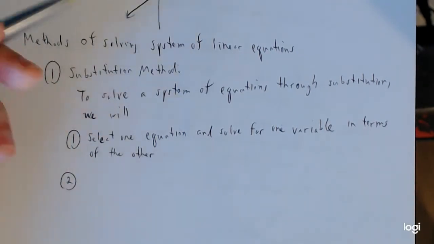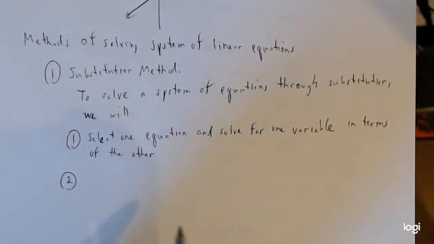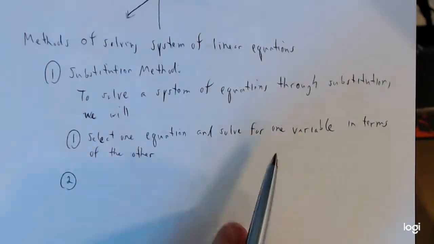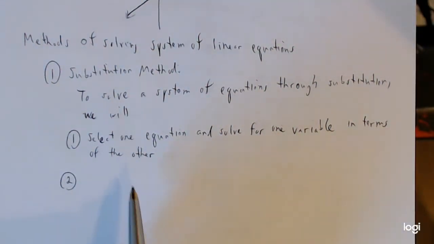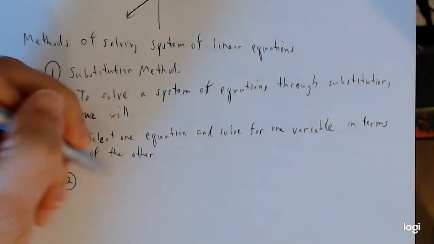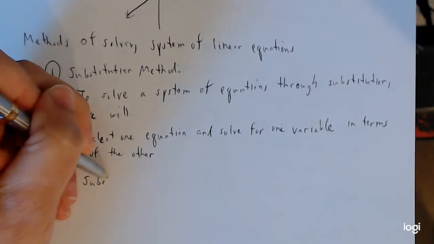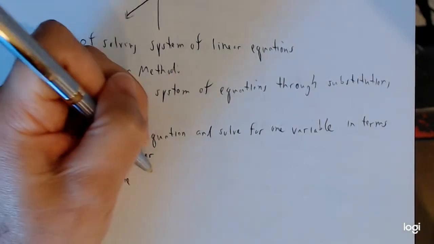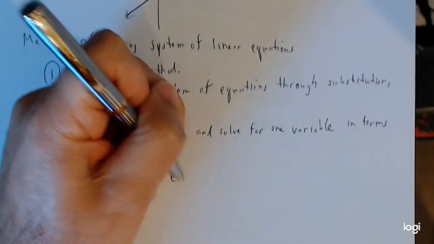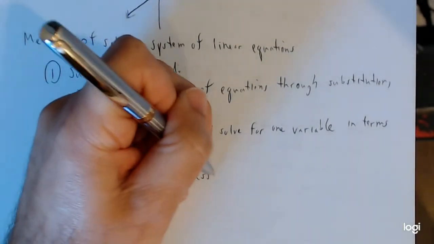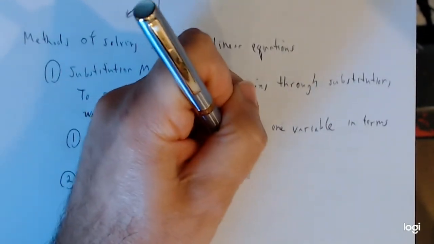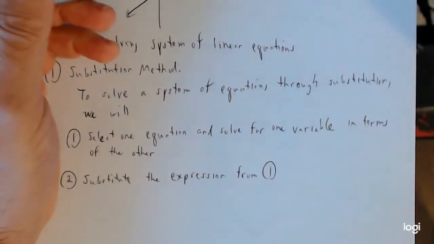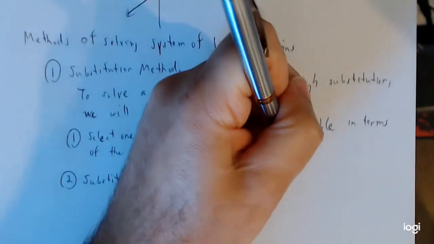So once you solve for one of the variables, then what you're going to do is the expression that you solved for here, you're going to plug it into the other equation. So that's where the substitution comes in. So you're going to then say substitute the expression from step 1 into the other equation.